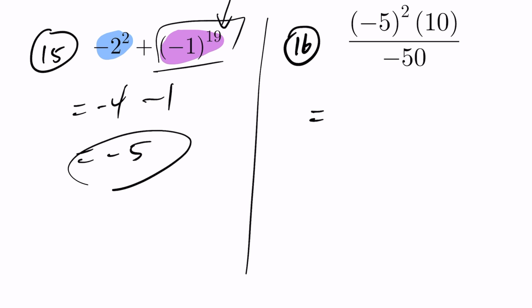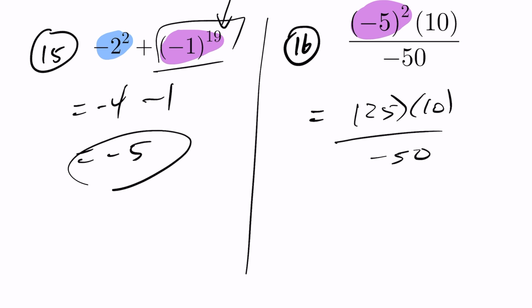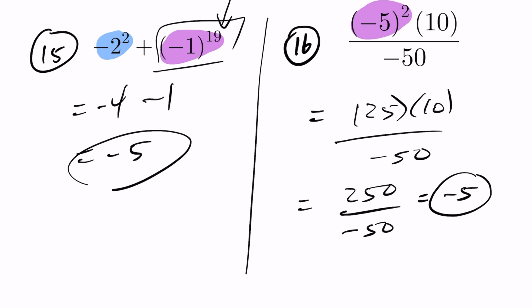Continuing on here, same idea. We're going to take care of our exponents here. That's the power of 2. It's going to be positive 25 times 10 over negative 50. In this case here, now you can reduce on the top and bottom, which we do in a later lesson. So just kind of doing what we've been up to here. We're just going to multiply the top and then clean this up. This is going to be 250 over negative 50. And this ends up being here negative 5 as my answer.